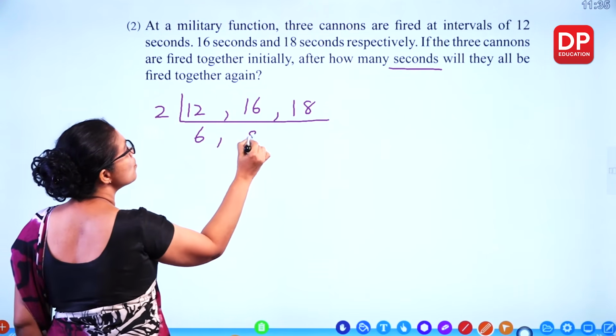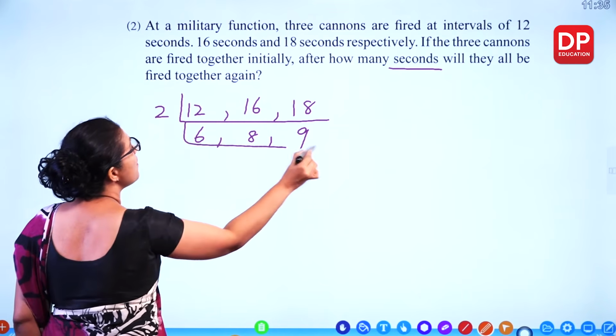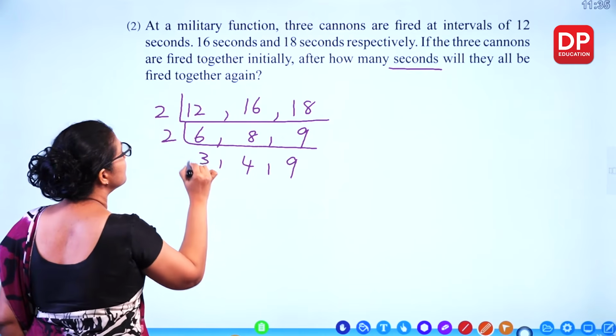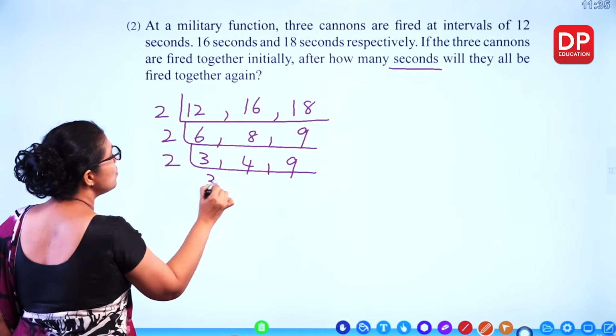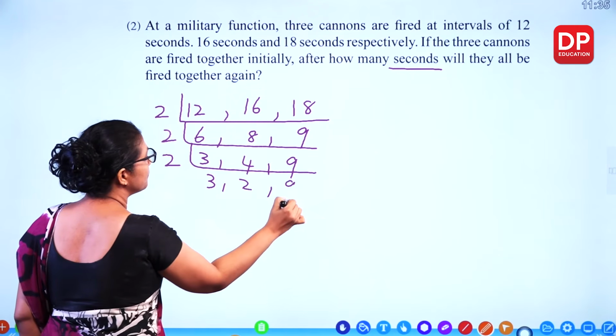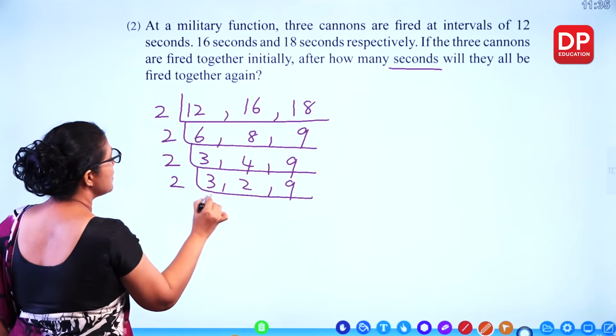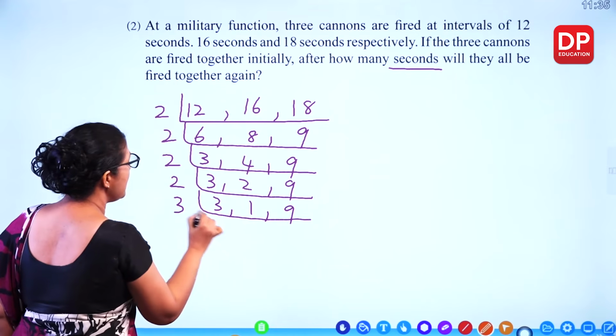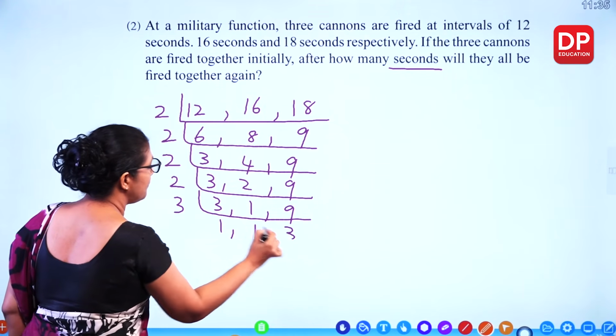Divide by 2. Divide by 2 again. Divide by 2. Divide by 2. Divide by 3 and 3 again.